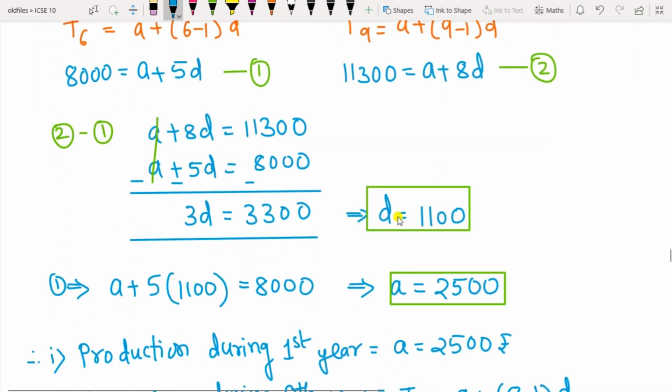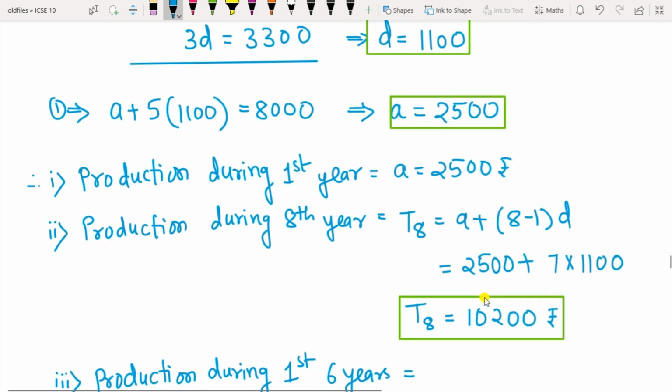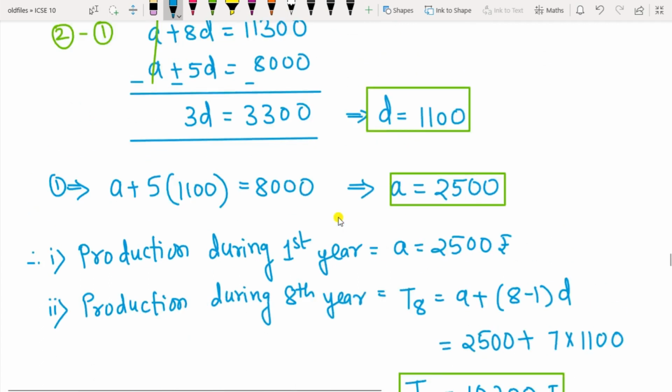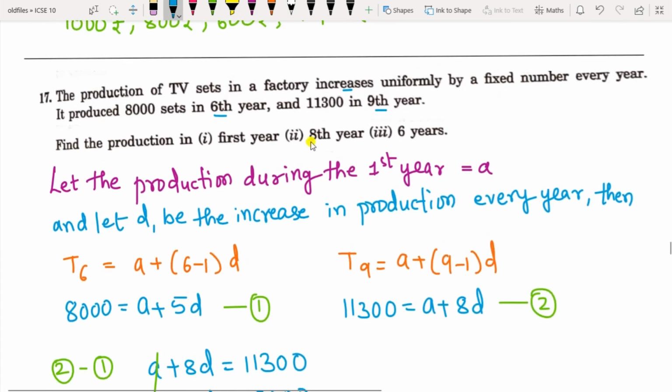Now subtracting these two equations, you get the value of D as 1100. Substitute the value of D in one of these equations, you get A as 2500. So the value of A means the production in the first year. Then the production in the 8th year you have to find. They are asking here in the question. Find the production in the first year that we got. Then the 8th year and 6 years.